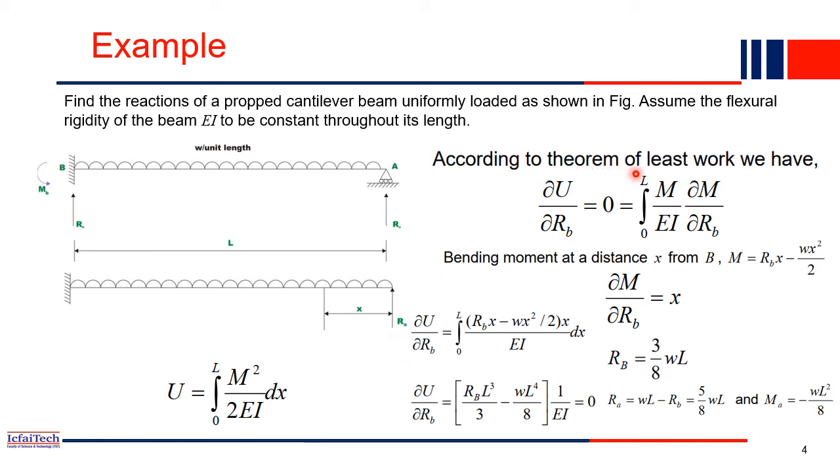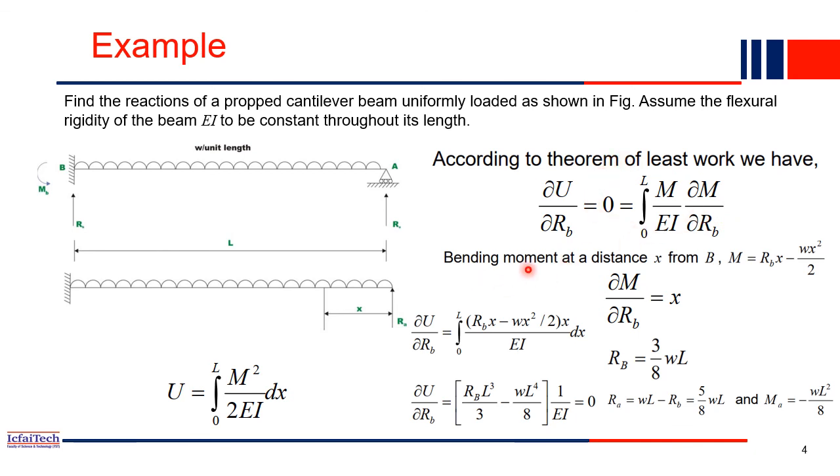As per the theorem of least work, just what we discussed, if you take the partial derivative of the total strain energy with respect to the redundant force, the value should be equal to 0. That's what we derived in the last slide. So dU by dRB equals 0. U we already know, this is the expression. Just substitute M by EI, and if you substitute all the values, you will get the final expression.